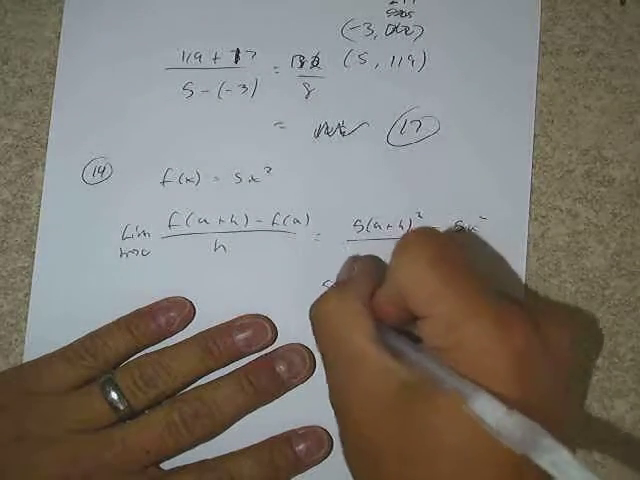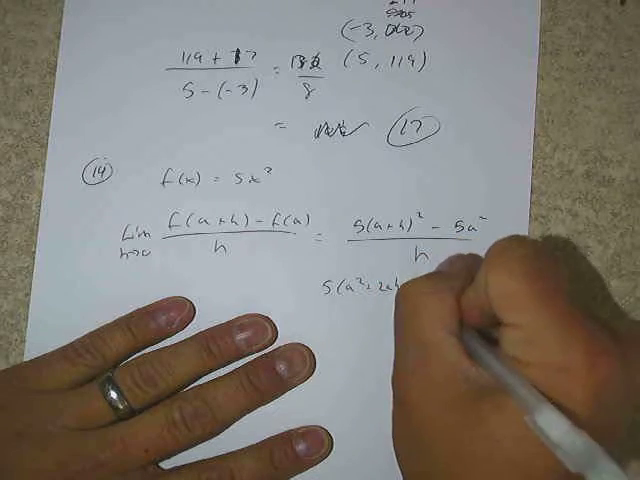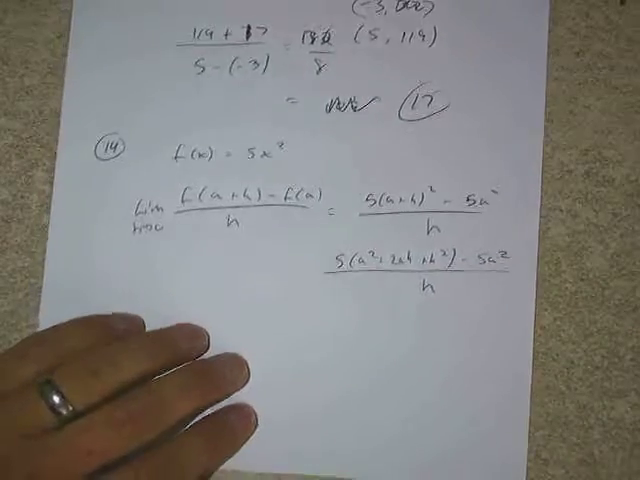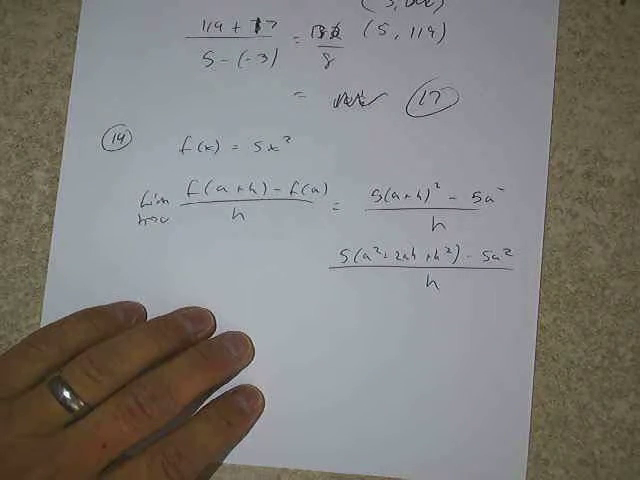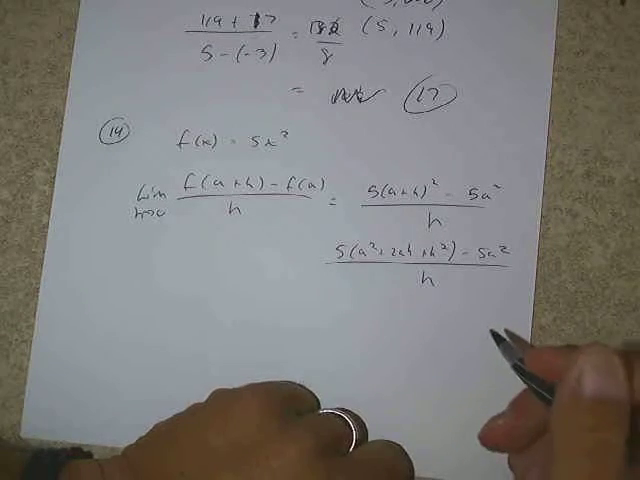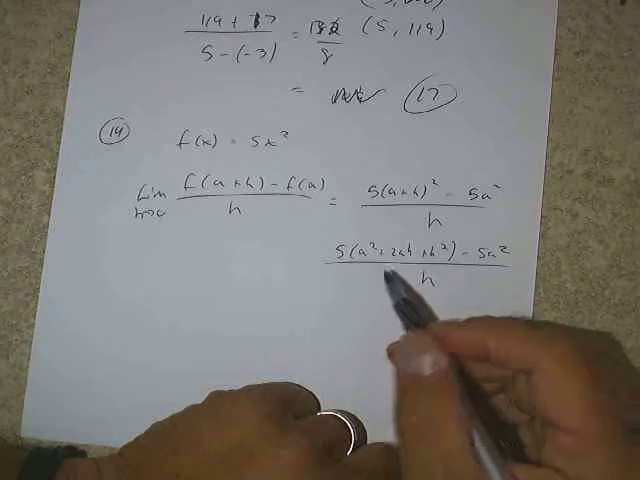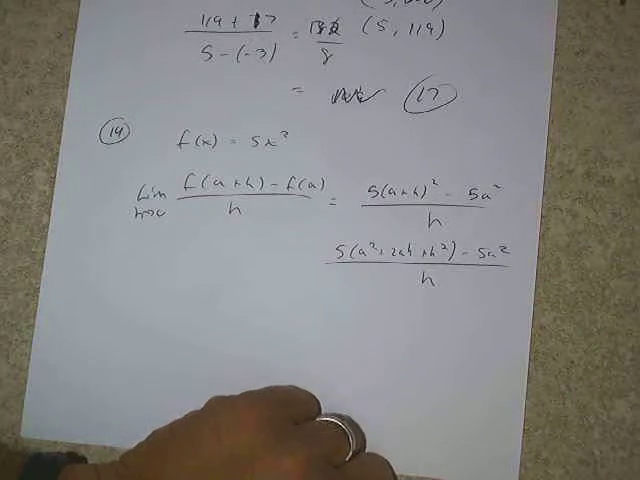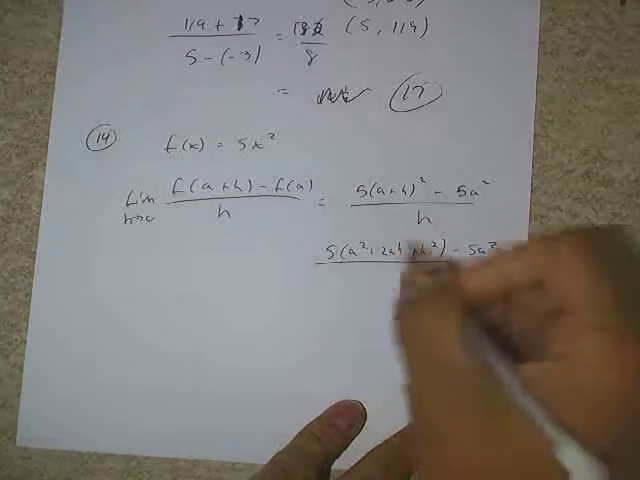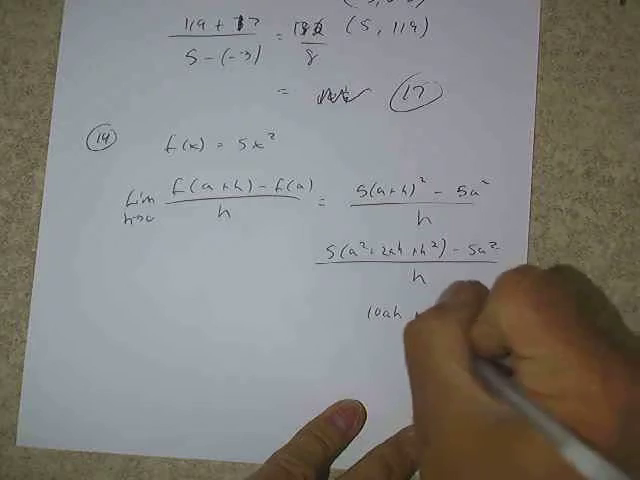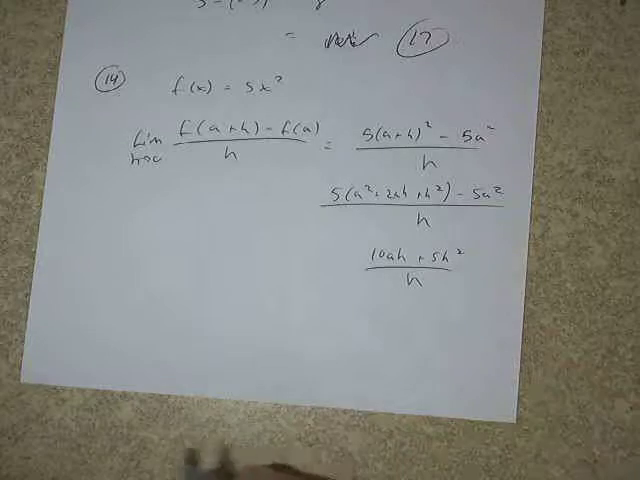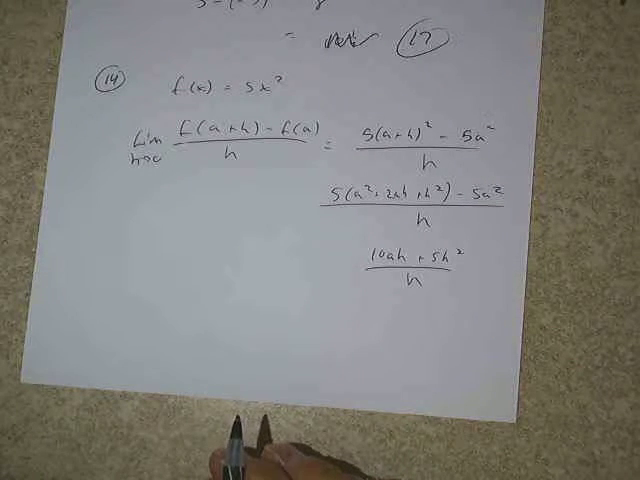And from there, expand the a plus h all squared: a squared plus 2ah plus h squared minus 5a squared all over h. And then distribute. Keep in mind that once you've done a few of these, which hopefully we've done at least 20 at this point, we can see that when we distribute, the 5a squareds are just going to cancel out. Okay. And ultimately, if we do that, we're going to get 10ah plus 5h squared all over h, because again, the 5a squareds and negative 5a squareds are going to cancel out.